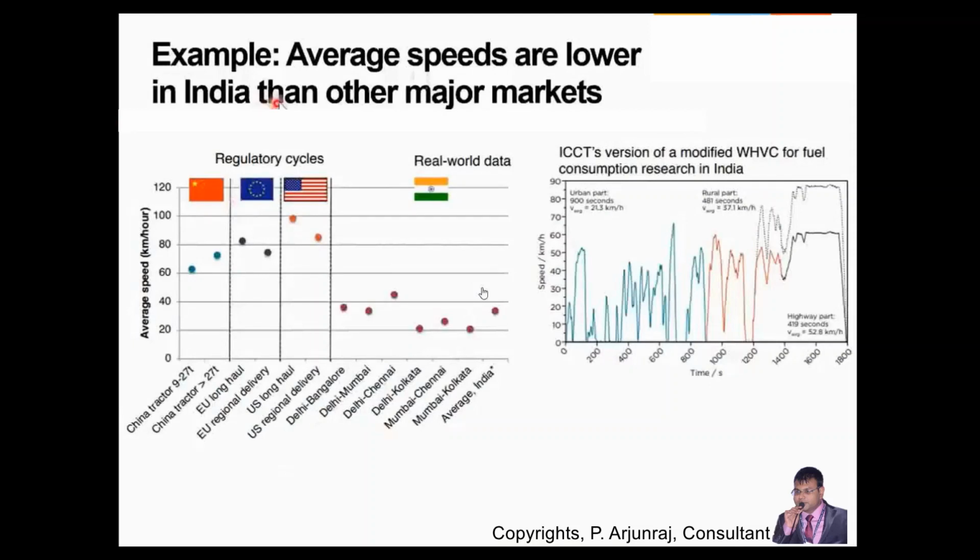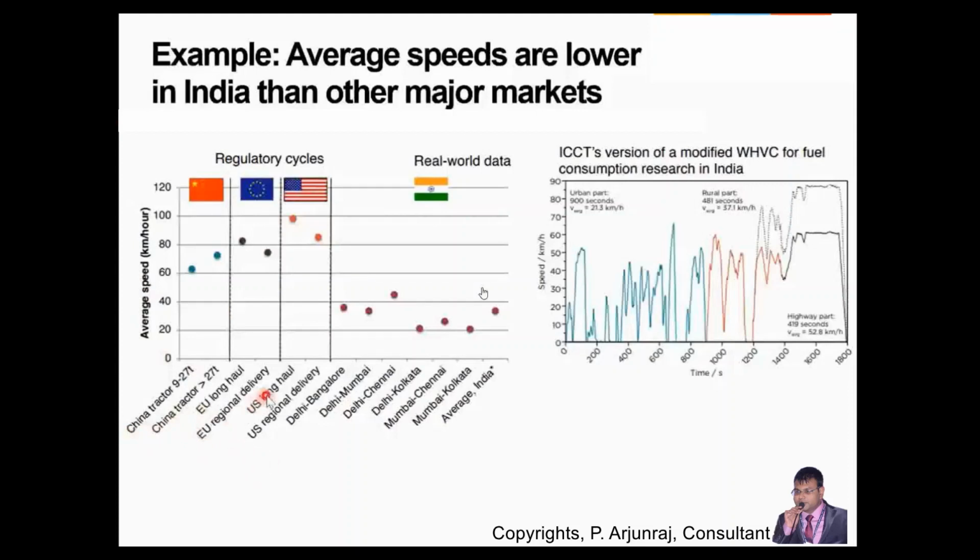Examples where average speeds are lower in India when compared to other major markets. So that's why even when you compare the Indian driving cycle with the European driving cycle or the federal test procedures, the average speed in India what we follow is less when compared to the other markets or other countries. And again, the speed what we are referring to is average speed. You can see the dots for India. You can see the average speed is lesser when compared to the other countries. Okay, this is for segments related to the tractor application.